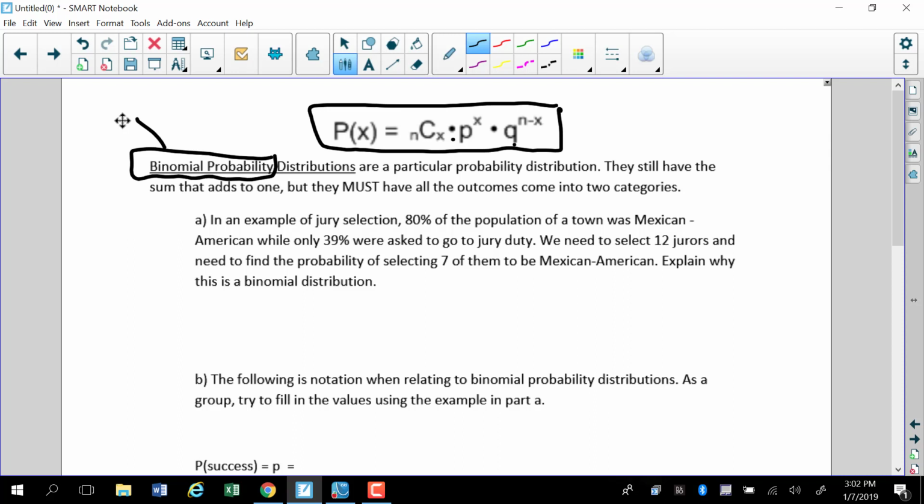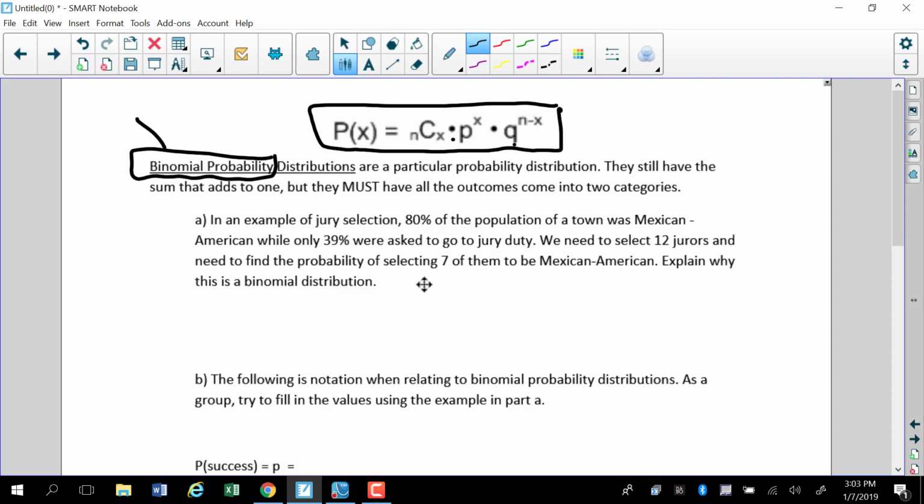So the example we're looking at is jury selection. This was a pretty well-known case, years ago. But let's assume that 80% of a town was Mexican American. And now you have 39% asked to go to jury duty. So that's definitely a smaller population than the 80%. So 80% was Mexican American, 39% were invited to jury duty. So it's very low. So we need to select 12 jurors and find out the probability of selecting 7 of them to be Mexican American, or having 7 of them be Mexican American on the jury pool.